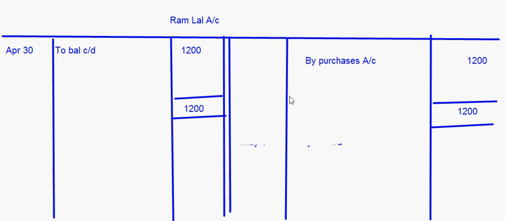Ramlal account, you had only one entry here, by purchases account 1200 on the credit side. So on the debit side on April 30th we have written to balance carried down, 1200, and here we'll write May 1st by balance brought down, and this is 1200. Okay. This again has a credit balance.